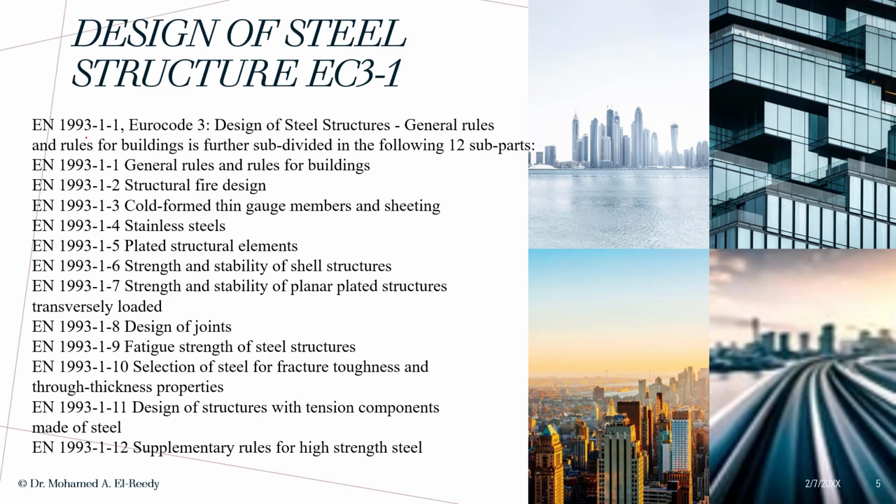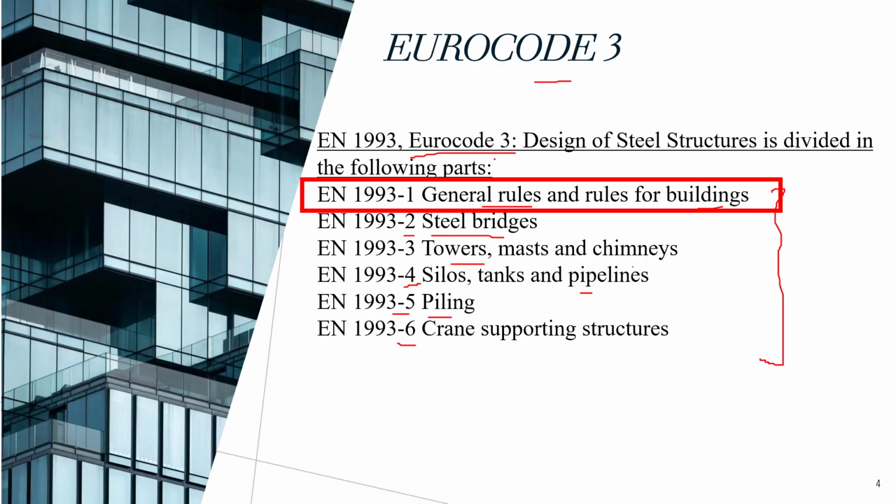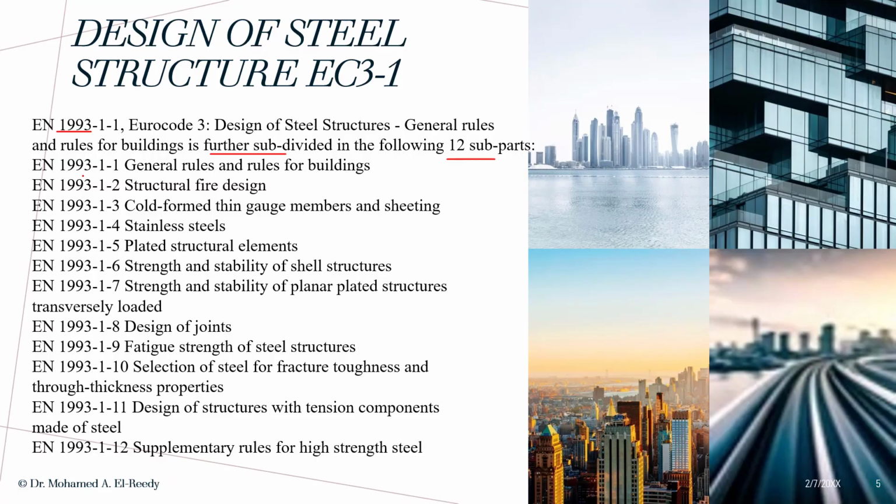European Code 1993-1, design of steel structures, general rules and rules for buildings, is also divided into 12 sub-parts. So here we focus on the general rules and rules for buildings, which is covered by these 12 subjects. The first one is general rules and rules for buildings. Then structural fire design: what about the behavior of steel structures in case of fire? Then cold-formed thin-gauge members and sheeting, the design of cold-formed sections. Then stainless steel.